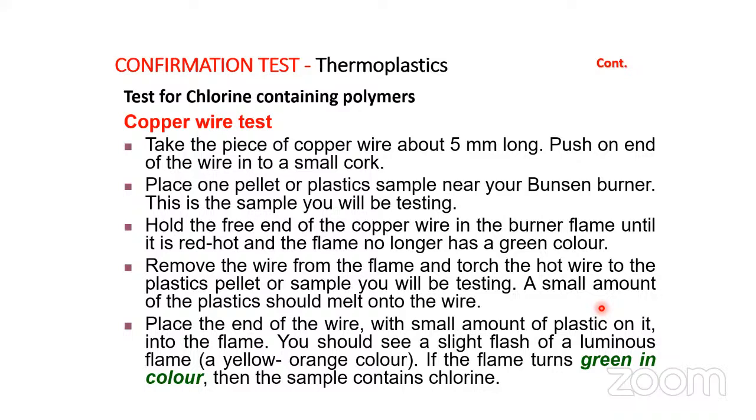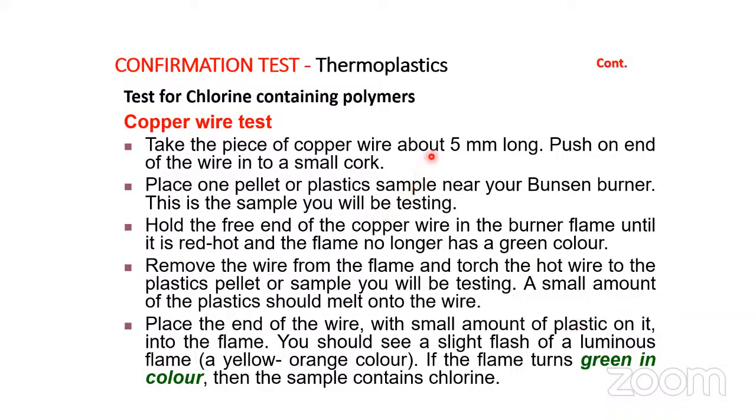Which chlorine containing polymer do you know about? Polyvinyl chloride, PVC. PVC is nothing but a chlorine containing polymer. So how can you identify it if you are given PVC and you do not know that the polymer is PVC? How will you understand that? You will do the copper wire test.